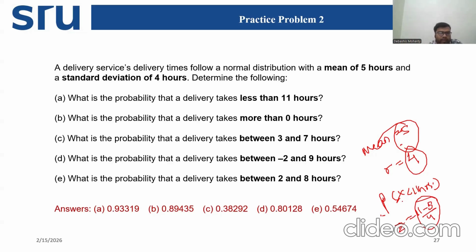In the second question, it is given the probability that a delivery takes more than 0 hours. For that we need to use the same formula. Here are the answers for all the questions. For the first question, 0.93319. The second question is 0.89435. The third question is 0.38292. The fourth question is 0.80128, and the fifth question is 0.54674. So this is all about that practice problem.